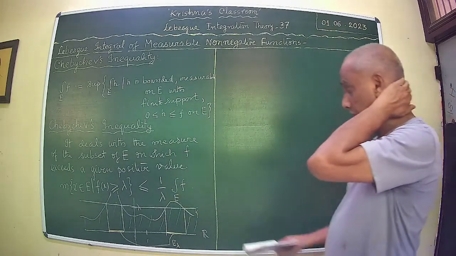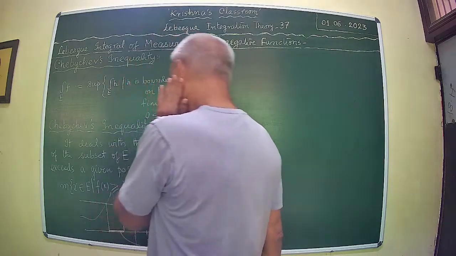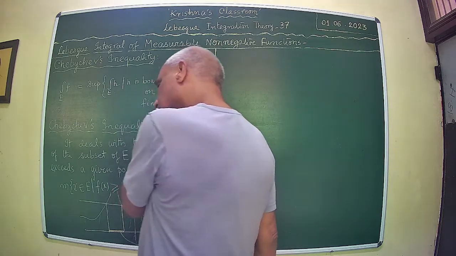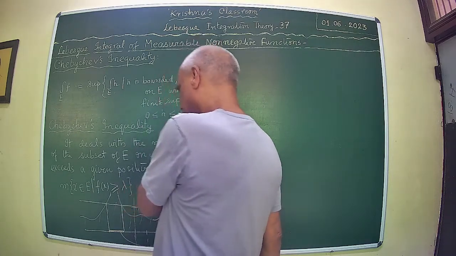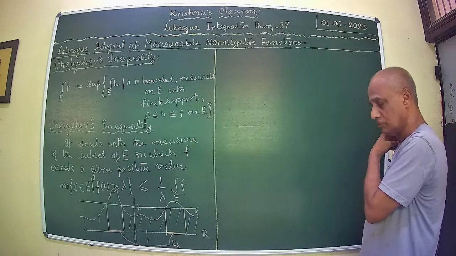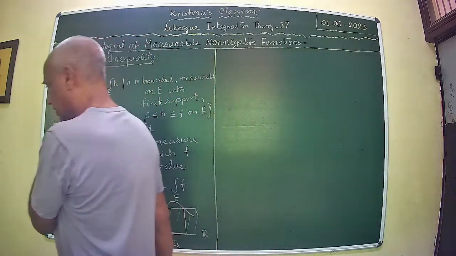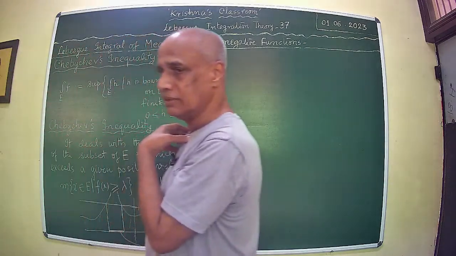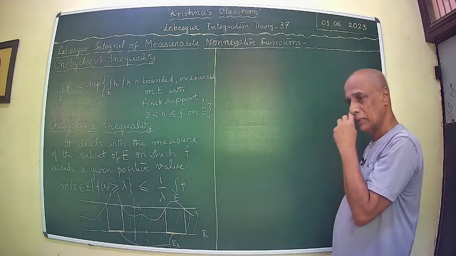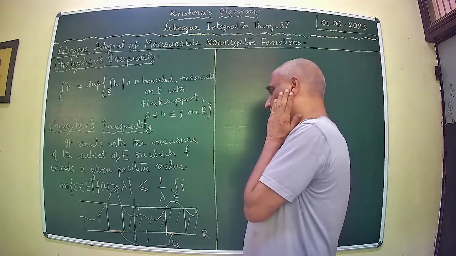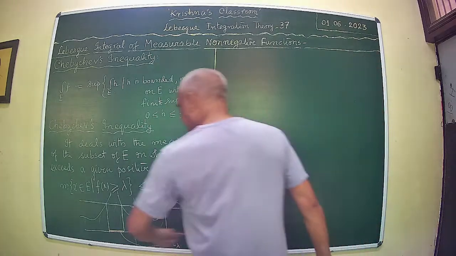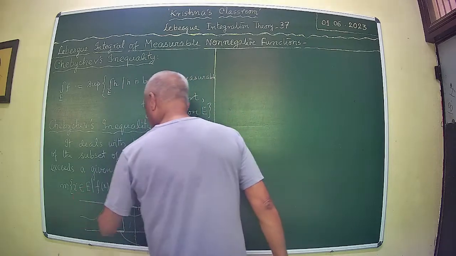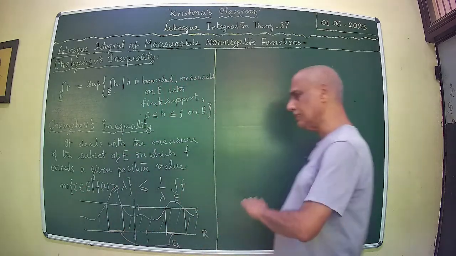That means it may take infinity as its value on a set of measure not equal to 0, on a measurable set with a non-zero measure. In that case, the integral could be infinite. The other situation is because the domain of the function is infinite, so that there will be contribution from there to the area. So both these are possible.